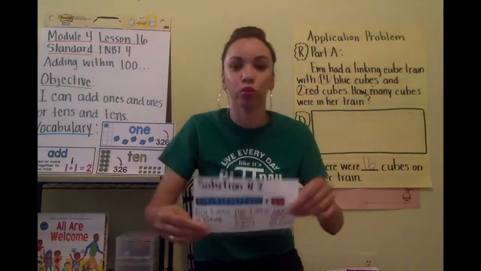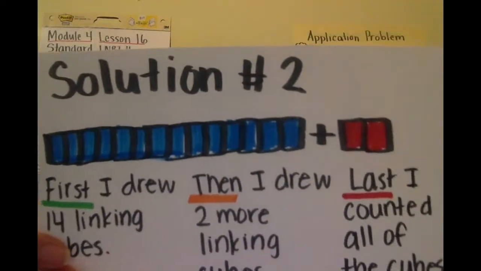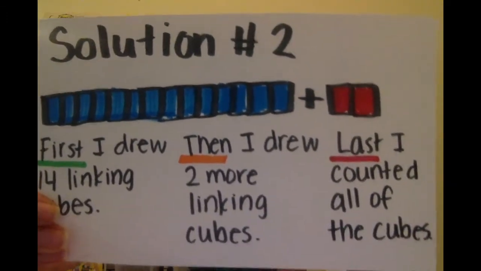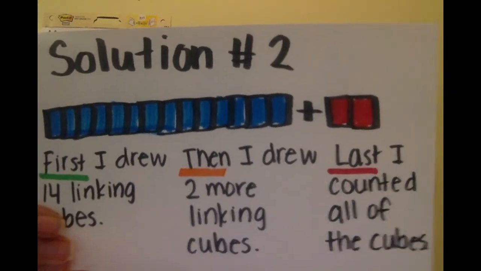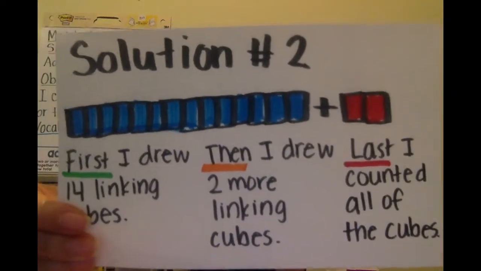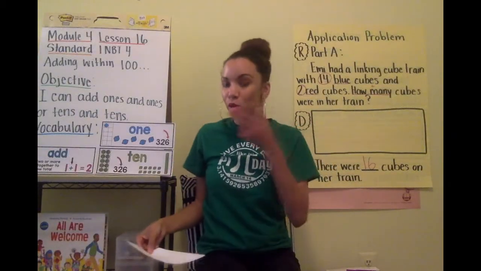Solution number 2. First, I drew 14 Lincoln cubes, and I colored them blue. Then I drew 2 more Lincoln cubes, and I colored them red. Last, I counted all the cubes together, and I also got 16. If you got 16, kiss your brain.